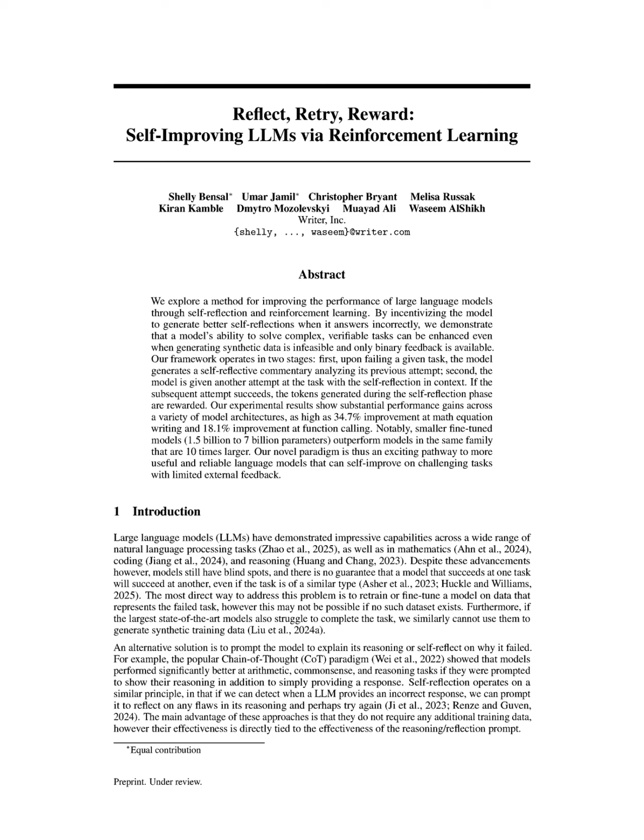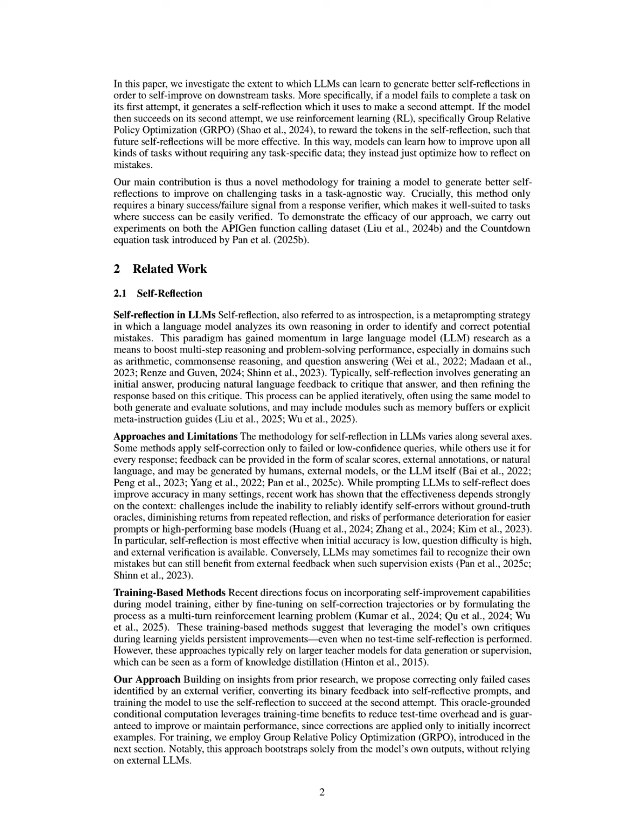The proposed method of self-reflection aims to solve the problem of improving the performance of large language models, LLMs, on tasks where they initially fail, by enabling them to analyze their reasoning and correct mistakes through self-reflection. Existing approaches, such as prompting for self-reflection, often struggle with limitations like the inability to reliably identify errors without ground truth oracles, diminishing returns from repeated reflection, and the risk of performance deterioration on easier prompts or high-performing models.